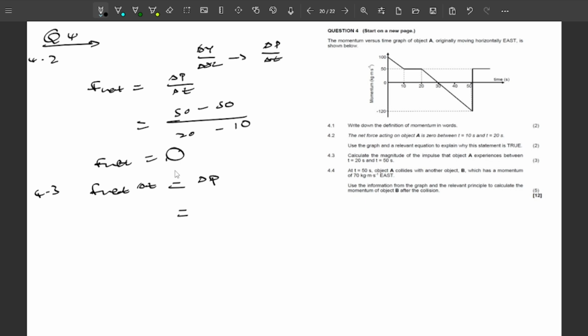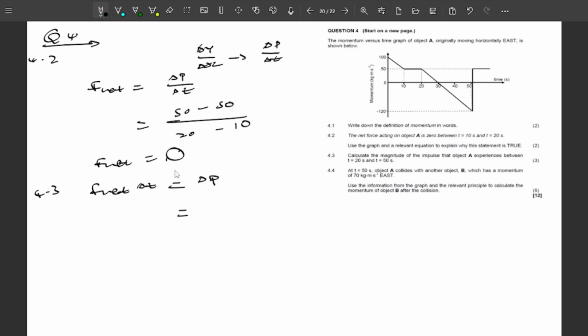We know that momentum is defined as the mass times the velocity of the object. Now, in this case, we do not have the mass. Is it a problem? No. Why is it not a problem? Here's why. Because the mass is constant, right? So the mass is the same. It's constant.